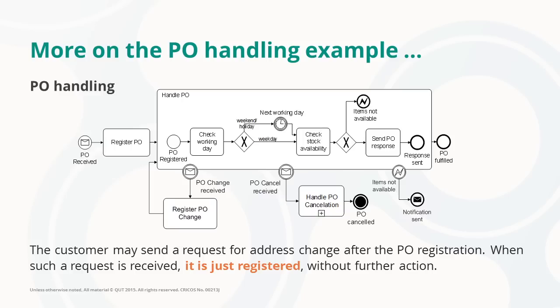It is not like the request to change the content of the purchase order, or the request to cancel the purchase order altogether, in which cases we had to interrupt the sub-process for handling purchase orders and take remedial actions. In this case, the customer just wants to notify the seller of a change in the address for the shipment. And this should not lead to interrupting the business process itself.